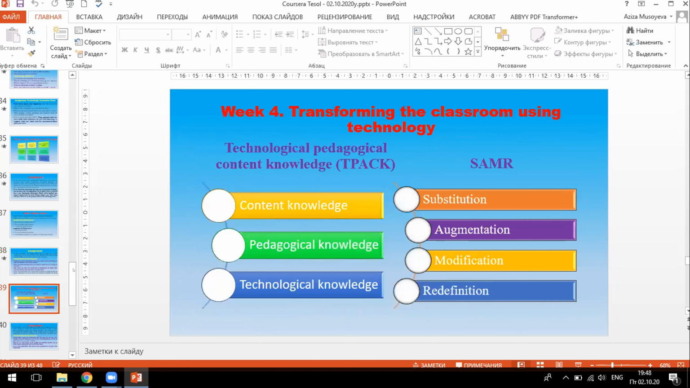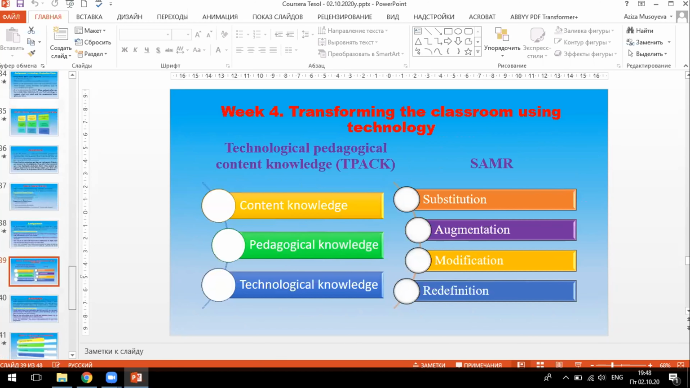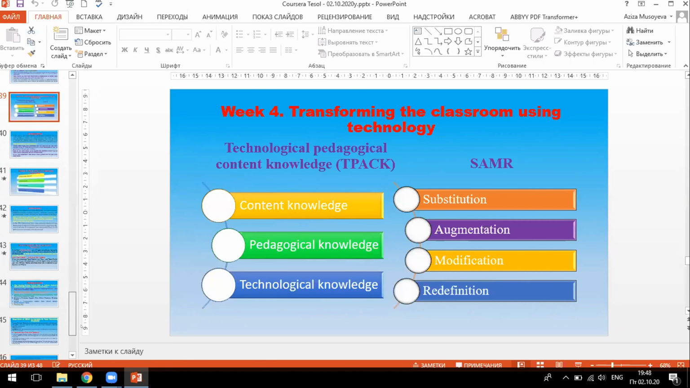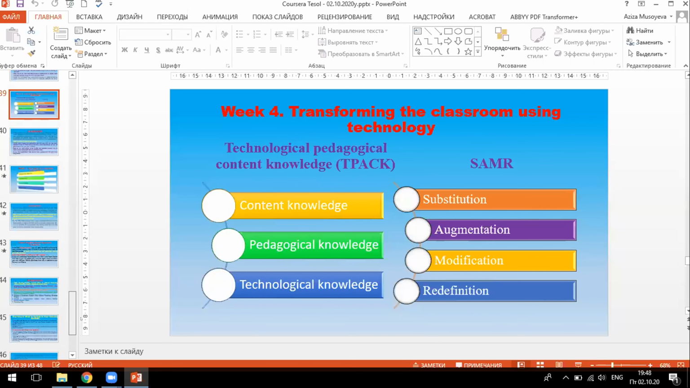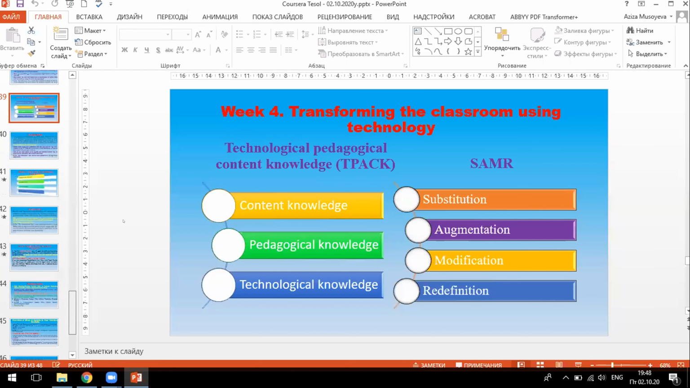And in work week 4, they ask you, okay, I think we have more than 10 slides. I'm sorry, but I'm just rushing, but if you have any question, you can ask me. And we are just 5 here, yeah? So, transforming the classroom using technology. They introduce here 2 acronyms, TPACK and SAMR.